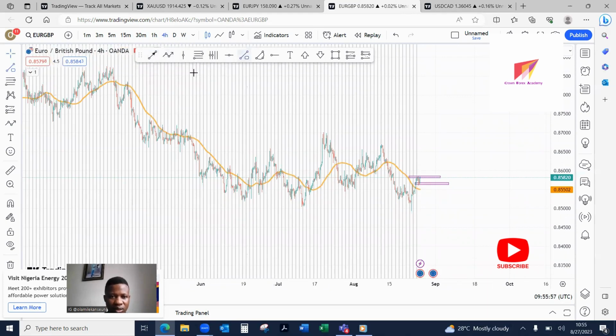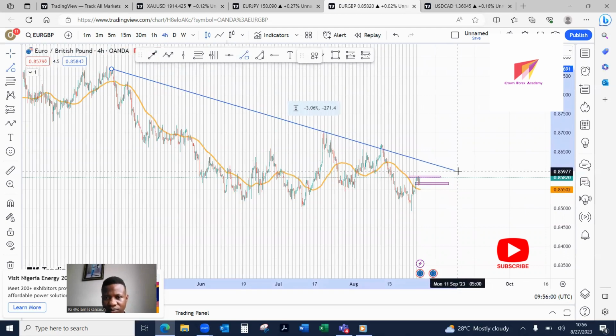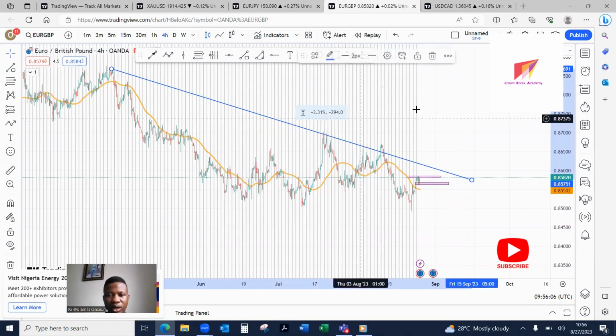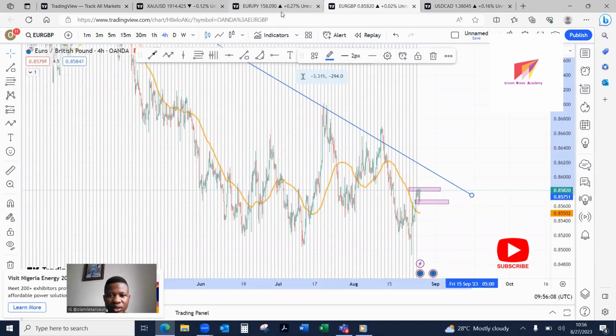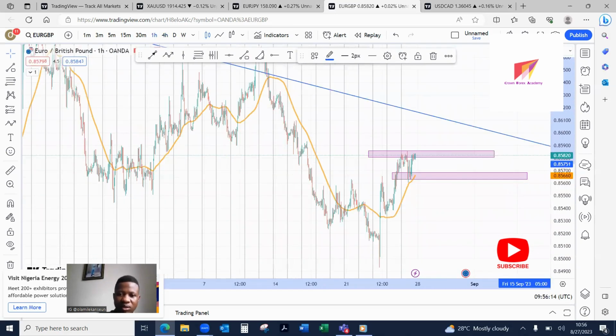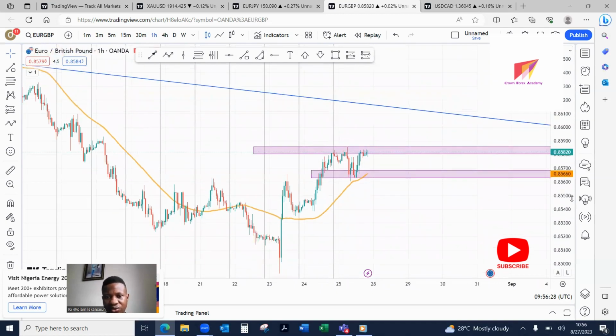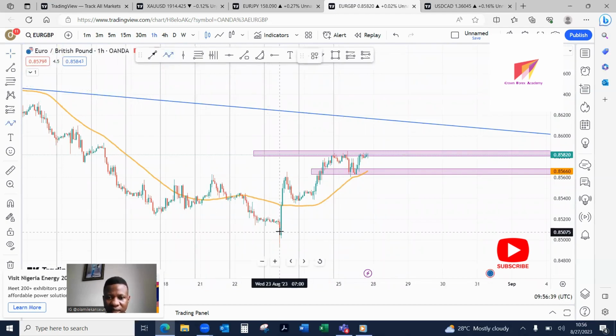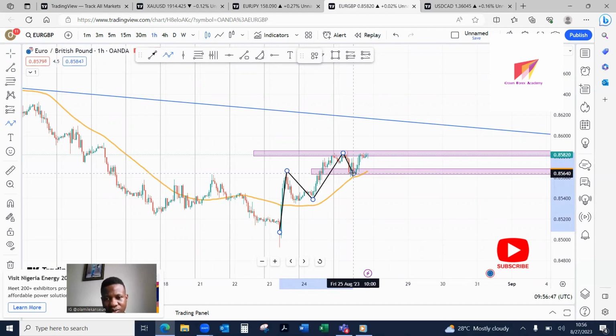So let's go to the lower time frame. You can see that the market is already creating a structure on the lower time frame. Once again, you can see that something is happening here: higher high, higher low, higher high, higher low.